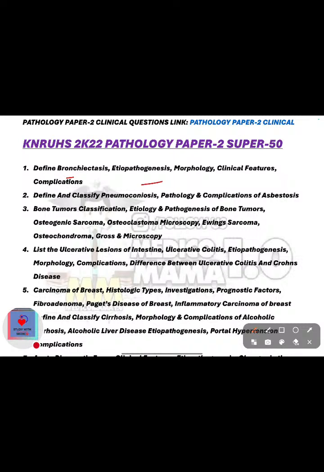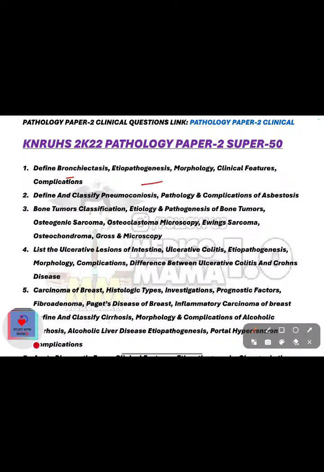Complications: it is a benign condition. There is irritation of the bronchial airways up to the pleura.